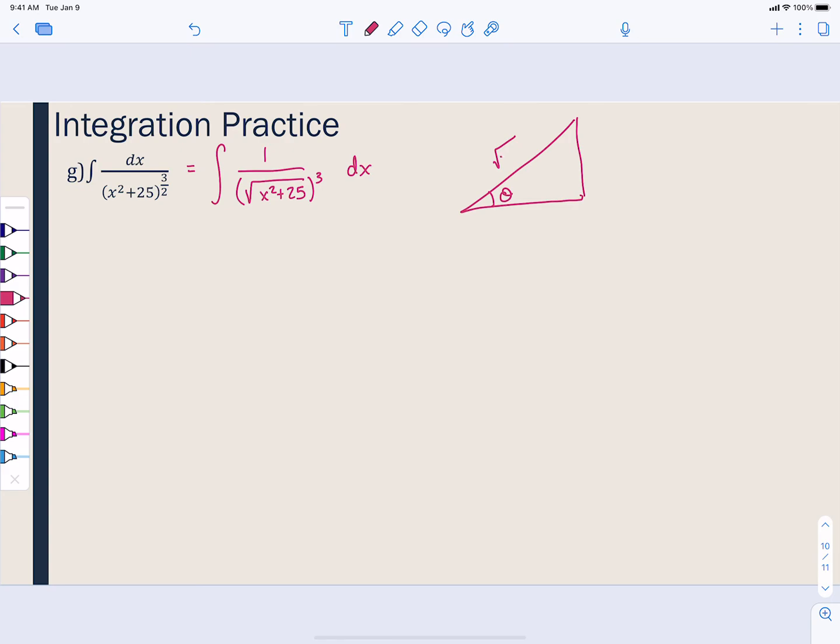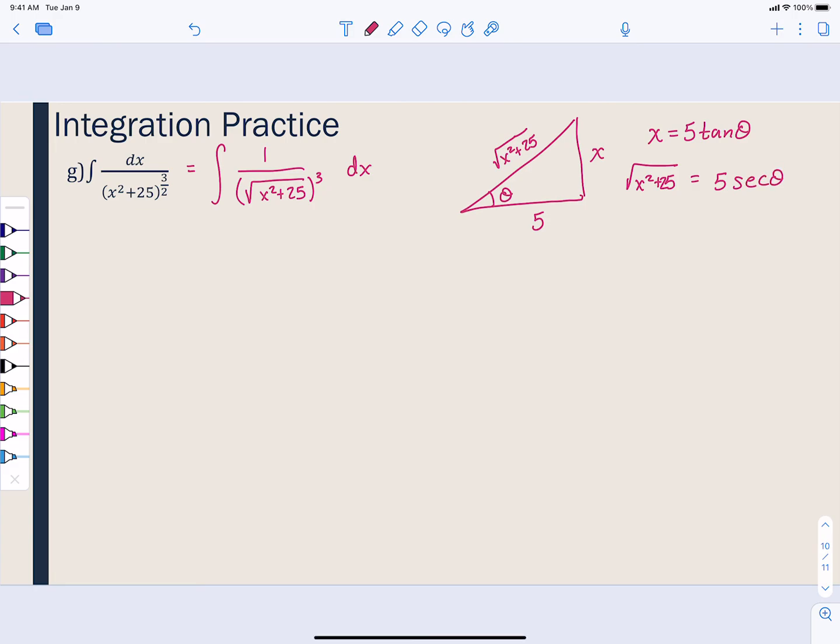And when it's addition, that's where we make our hypotenuse that square root of x squared plus 25. We're going to do the adjacent side as 5 and the opposite side as x. So this is going to give us that x is equal to 5 times tangent of theta. The square root of x squared plus 25 is equal to 5 times secant of theta.